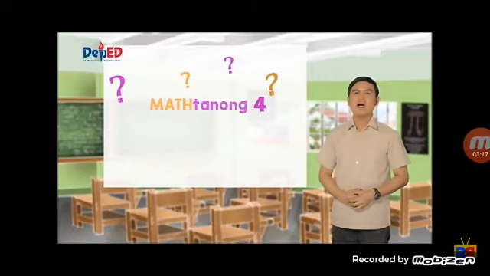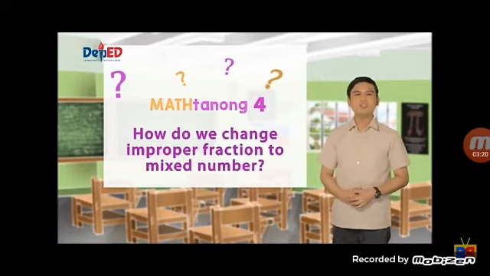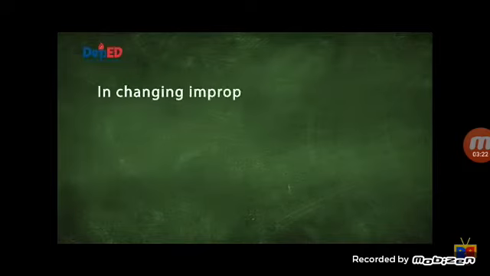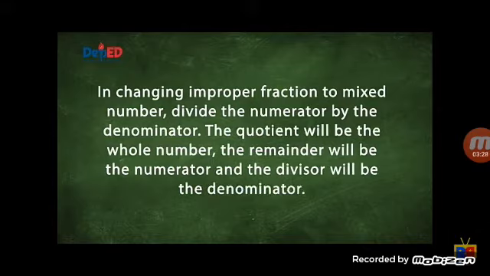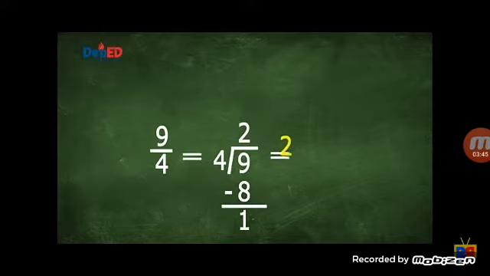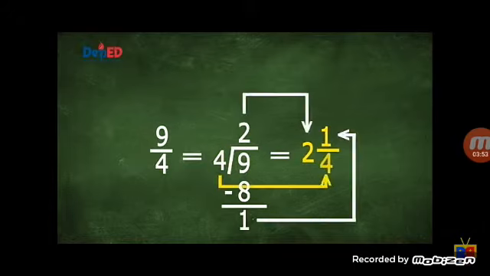Matanong number 4. How do we change improper fraction to mixed number? In changing improper fraction to mixed number, divide the numerator by the denominator. The quotient will be the whole number, the remainder will be the numerator, and the divisor will be the denominator. Example, 9/4. 9 divided by 4 equals 2, remainder 1. Write the quotient as the whole number, the remainder as the numerator, and the divisor as the denominator. Therefore, 9/4 is equal to 2 and 1/4.